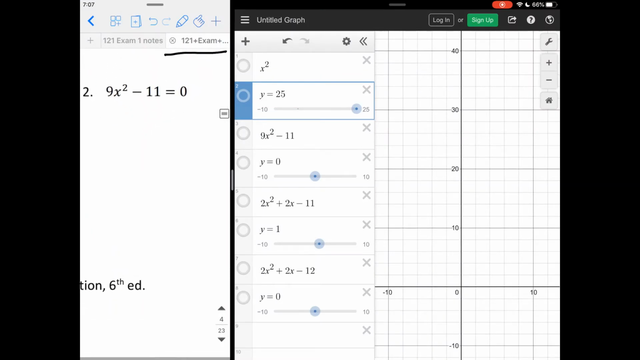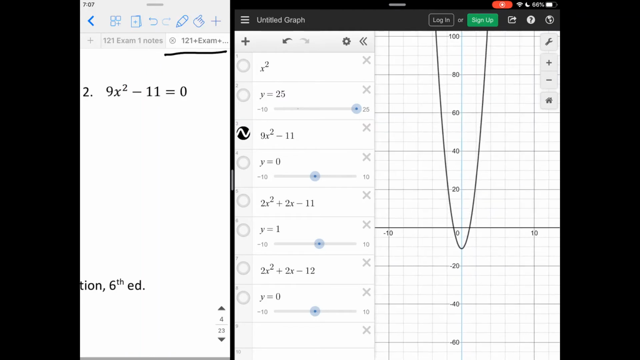You're like, oh, God just showed us how to do this on the calculator. So let's go ahead and just use the calculator. So I have 9x squared minus 11, and here's the graph for it. Here it is.